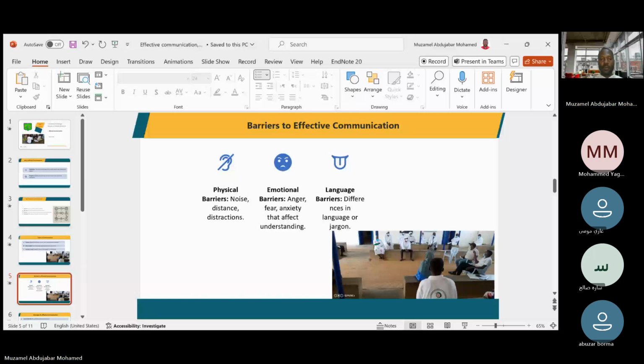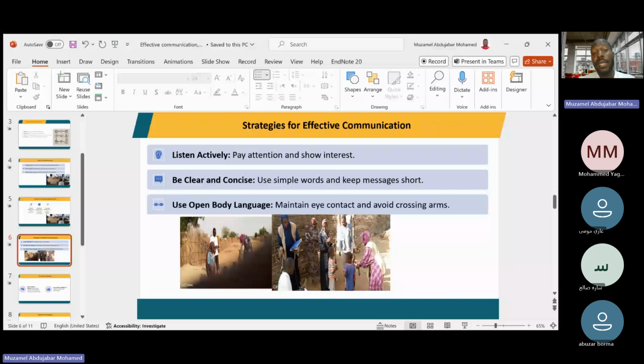Now, let us see strategies of effective communication. There are three strategies we sometimes use here. One of the strategies to make your communication more effective when you need to speak with the community or with people. You have to use these strategies.